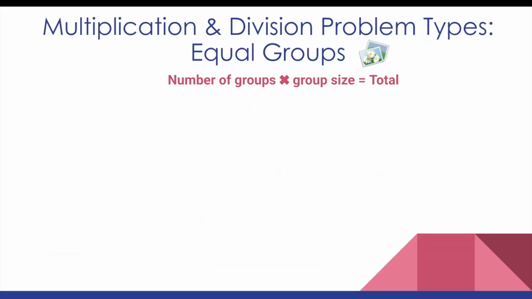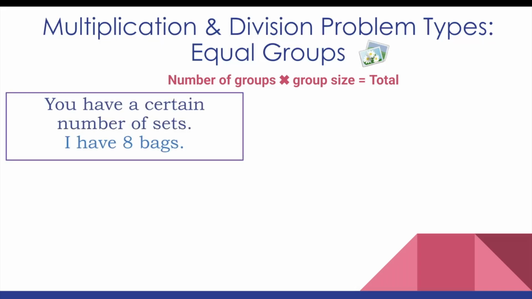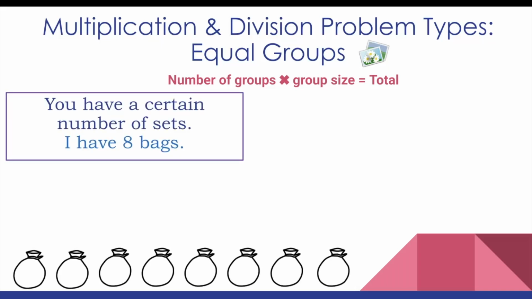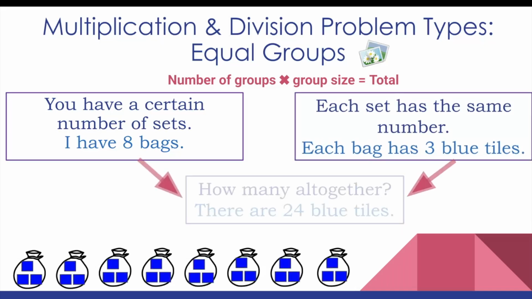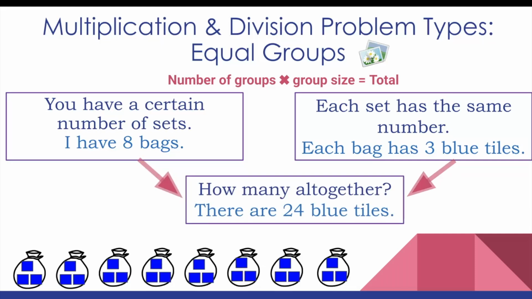The first multiplication and division problem type involves equal groups. There is a number of groups. Each group has the same number of things, and there is a total number. An example would be, I have 8 bags. Each bag has 3 blue tiles. There are 24 blue tiles.